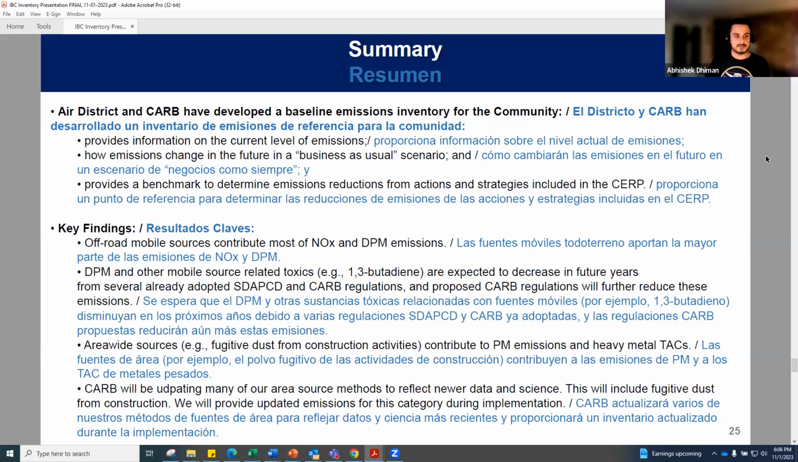Lastly, forecasted emissions in the community are projected to decline in future years from several already adopted district and CARB regulations. Additional reductions from mobile sources will continue to occur in all California communities from the many statewide proposed CARB regulations that are currently being developed. And so with this, we end our presentation, and I'll open the floor for more questions.